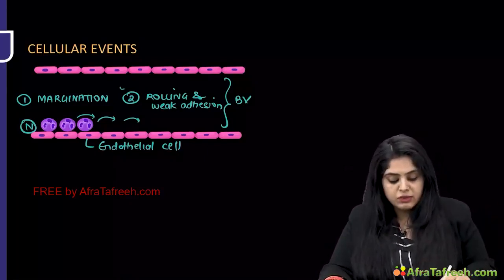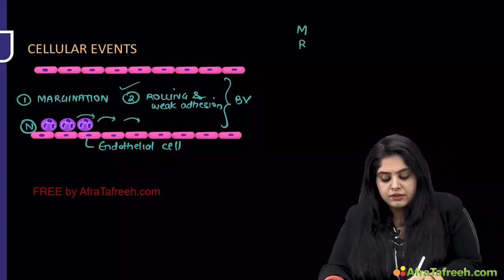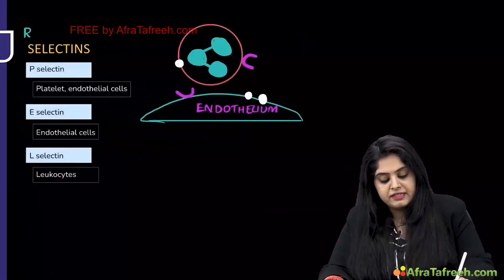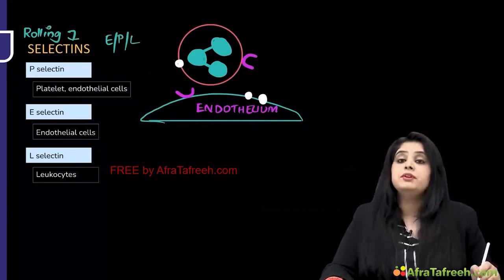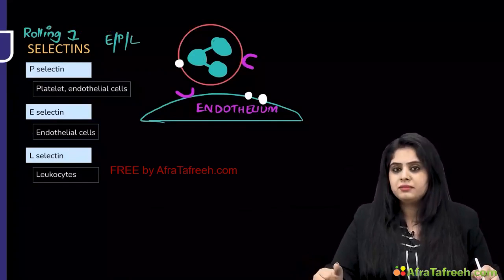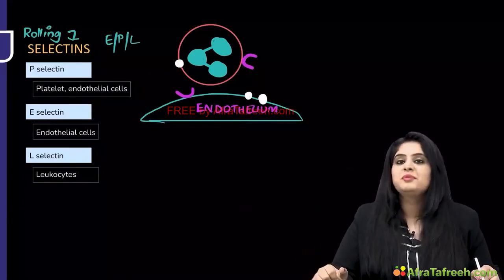And who does this rolling? So in MRAT-COP, R, rolling is done by whom? Rolling is done by selectins. Rolling is done by selectins, and selectins are E, P and L. English Premier League. So you have to kick the football, not the cricket ball, English Premier League.